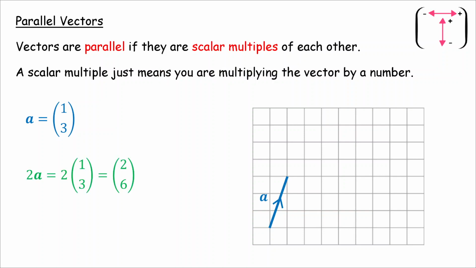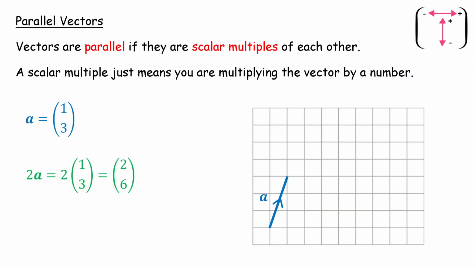So if I take this vector down here, for example, I've got the vector 2 lots of a. I've taken my vector a, which is (1, 3), and I've timesed it by 2. I've got 2 lots of (1, 3), and it works out how you think it would. You do 2 lots of 1, which is 2, and 2 times 3, which is 6. So the vector 2a is equal to (2, 6).